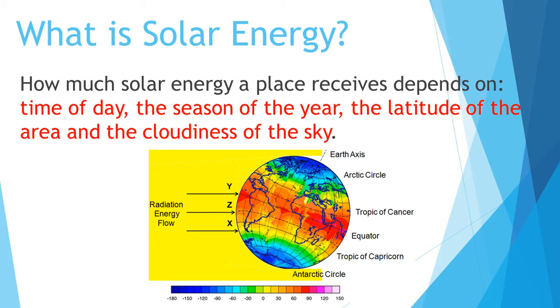Now, how much solar energy a place receives depends on the time of day. We do have nighttime, of course, the season of the year, the latitude of the area, and the cloudiness of the sky. We know that because as the earth rotates around the sun, it also wobbles. So what that means is that different parts of the earth will be closer to the sun at different times of the year. That's why we have seasons, all right?